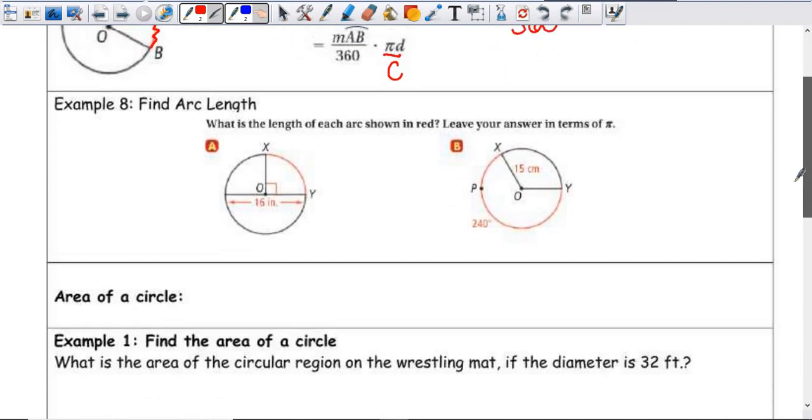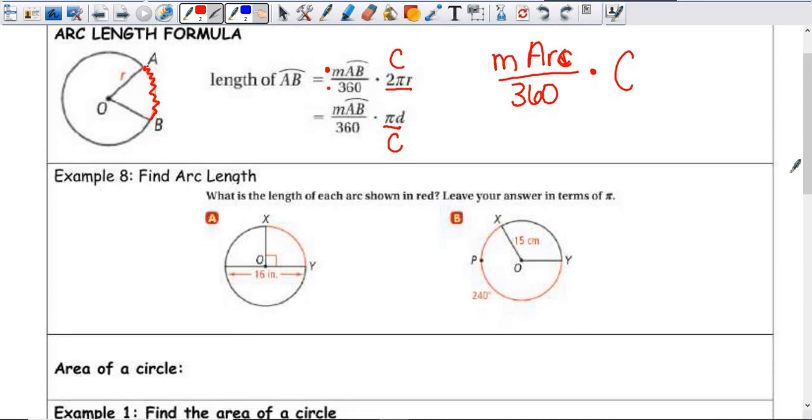Let's try an example. What is the length of each arc shown in red? It won't be red on your page, but you can see it on here. So I am finding this arc. I find the measure of that arc is 90 degrees because its central angle was 90. So I do 90 over 360 because I only want that portion of my whole circle, and the whole circle is 360, times my circumference.